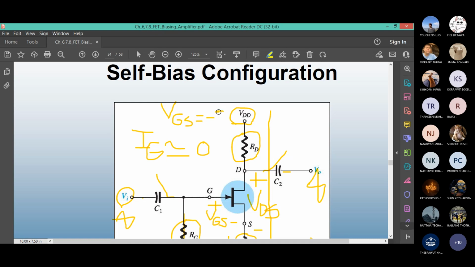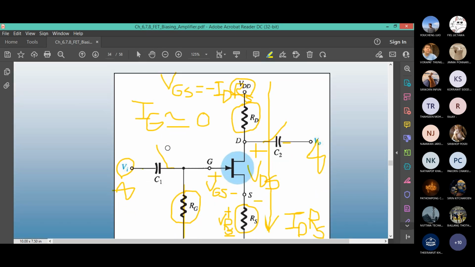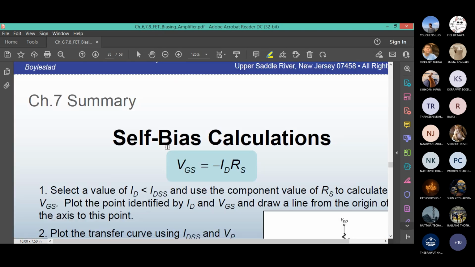minus ID times RS. Sorry, it's a bit messy here. I hope you can see. So as you can see, RS is a fixed value, but ID can vary. Depending on different levels of ID, you can have different VGS. That's why you cannot use a fully mathematical solution. You have to draw the graph.